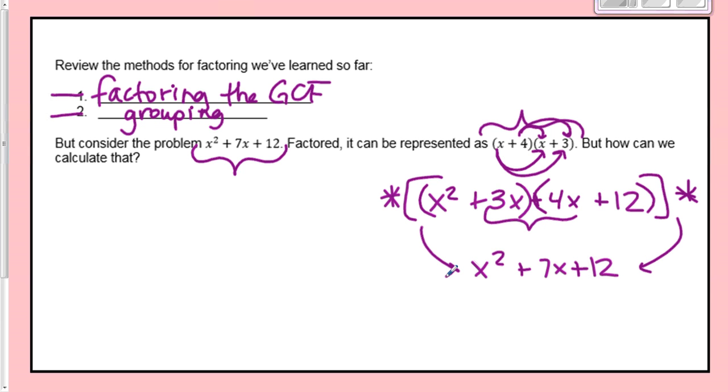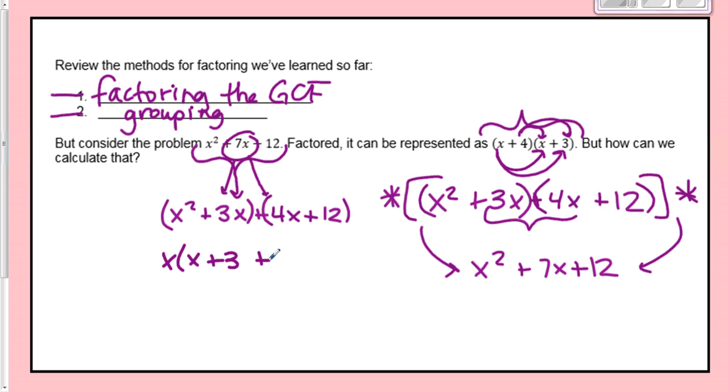So when I go back to this original problem, what I really want to do is break it apart into 4 terms so that I can group it. And what I see over there is that really I should break it apart into 3x and 4x. So this 7x, I just broke apart into 2 pieces, 3x and 4x. Now I could actually group it and work this out. So I would take out an x, take out a 4, and I get x plus 3 times x plus 4.